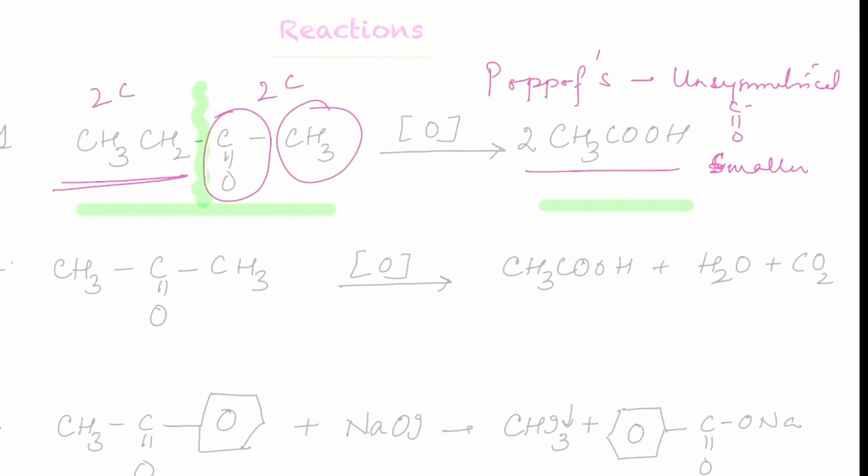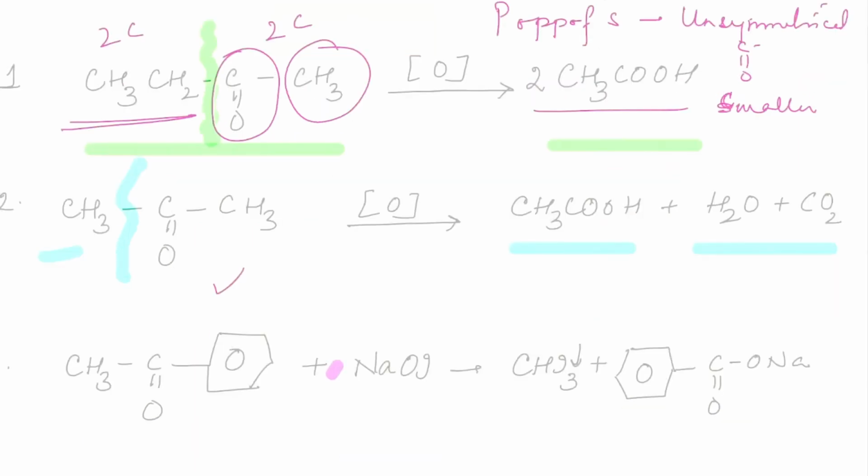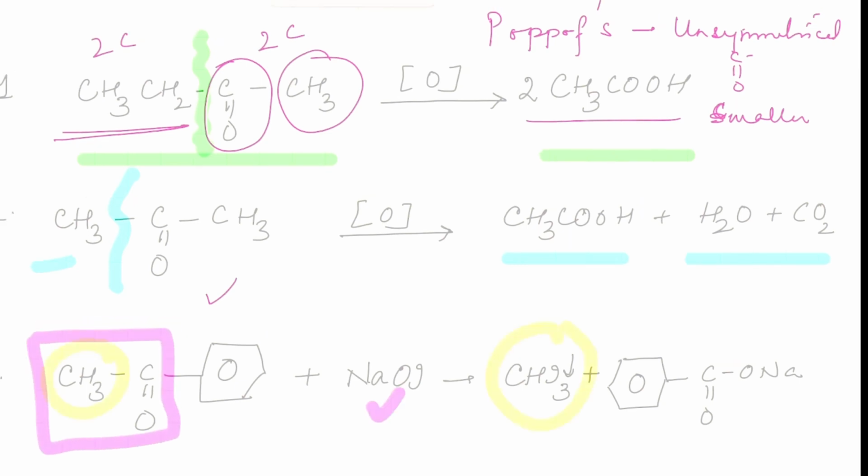In this propanone, again, this is symmetrical, it can cleave from any place. So let us show cleavage from here. So we have a 2 carbon acid and we have a 1 carbon acid, formic acid, giving us H2O and CO2. Look at the iodoform reaction, we have acetophenone. So this has CH3CO, so the iodoform test will be positive. This part will give the same number of carbon acid salt.